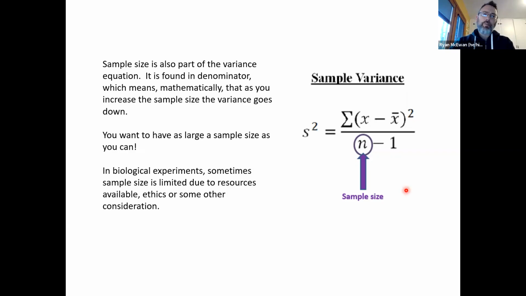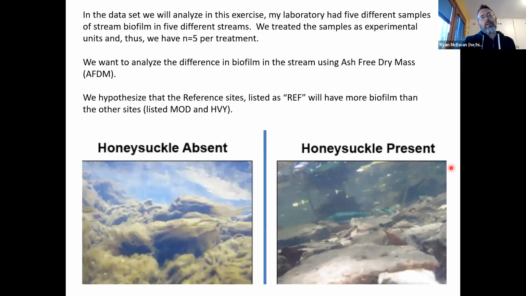So it's more common, and it's the standard operating procedure if you're actually doing a hands-on experiment, to have a smaller sample size rather than larger. So this data set that we're going to analyze in the exercise, my laboratory had 5 different samples of stream biofilm in 5 different streams. We treated the samples as the experimental unit. Thus we have n equals 5 per treatment.